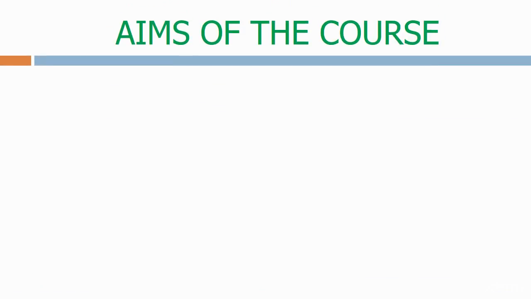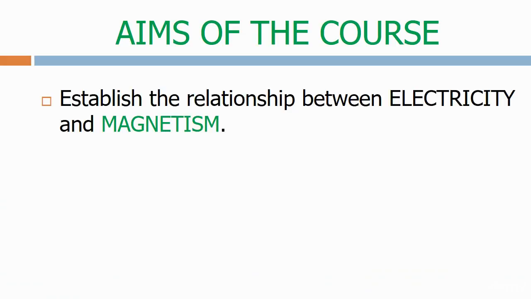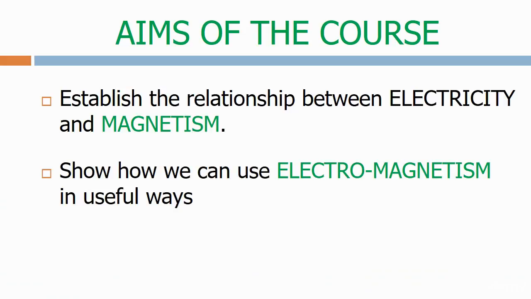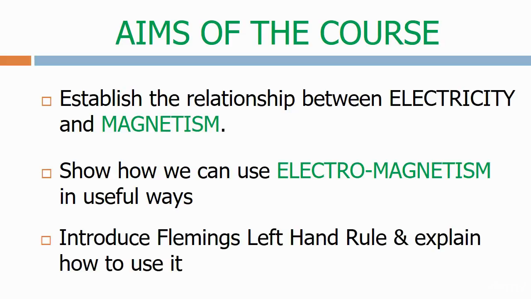The aims of the course today are to establish the relationship between electricity and magnetism, show how we can use electromagnetism in useful ways, introduce Fleming's left-hand rule and explain how to use it.